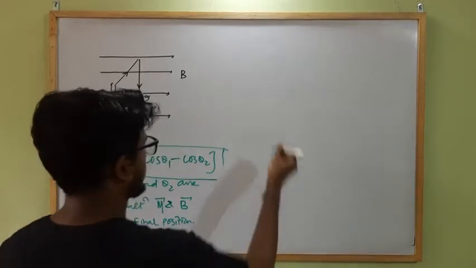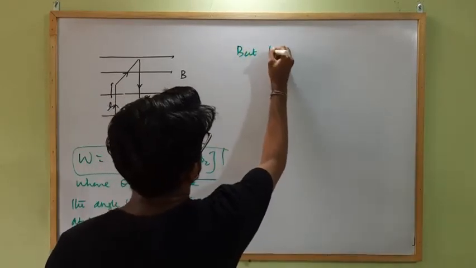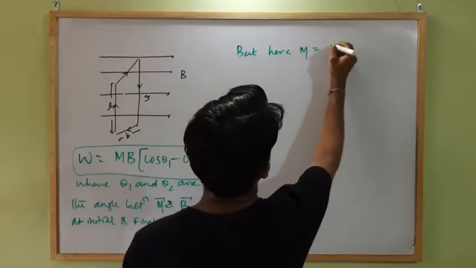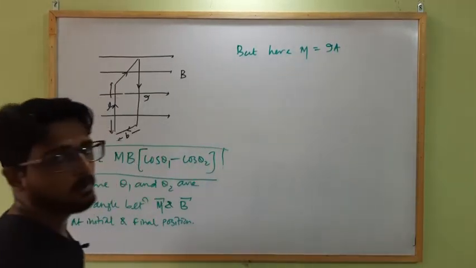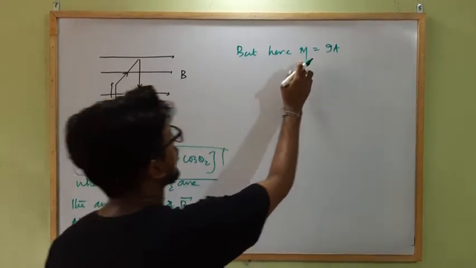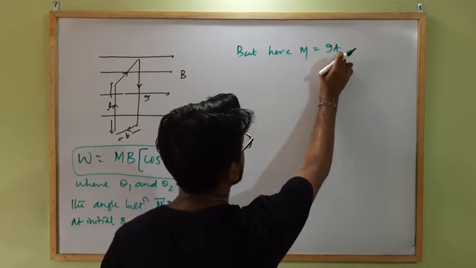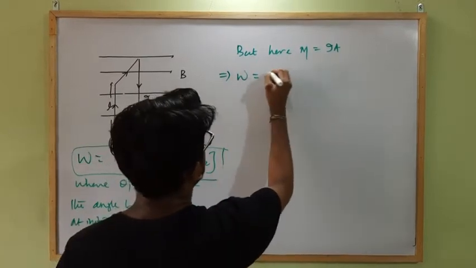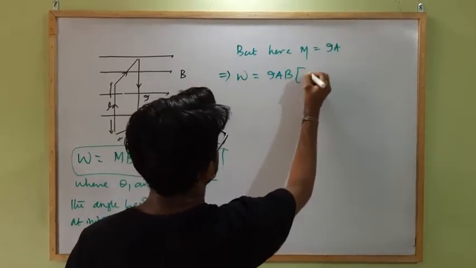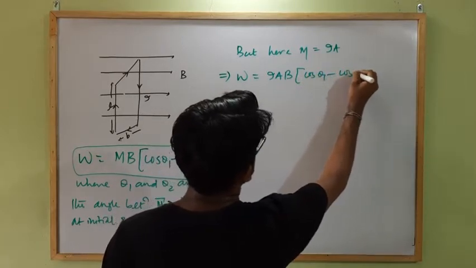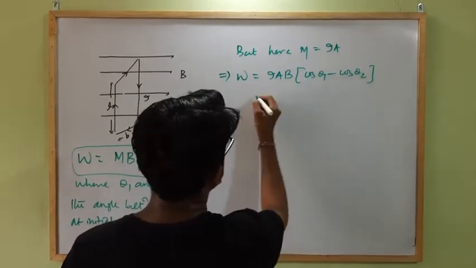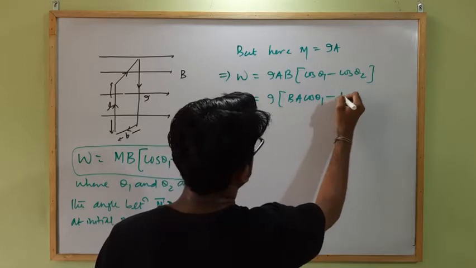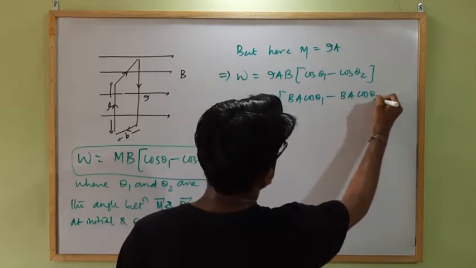Here the magnetic dipole moment M equal to how much? I into A. We already studied that the dipole moment of a current carrying loop is current flowing through it into cross sectional area of the loop. So this implies what will be the work done? W equal to, in place of M, I can add I into A into B into cos theta 1 minus cos theta 2, taking BA into the bracket, I into BA cos theta 1 minus BA cos theta 2.